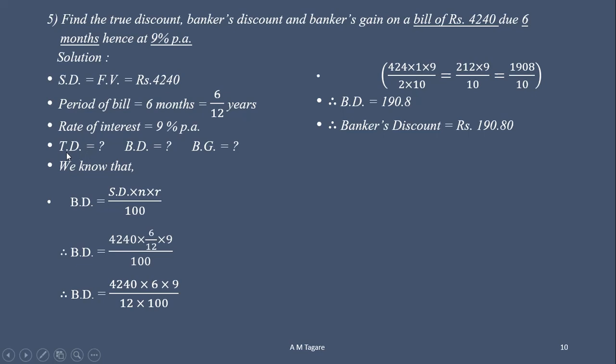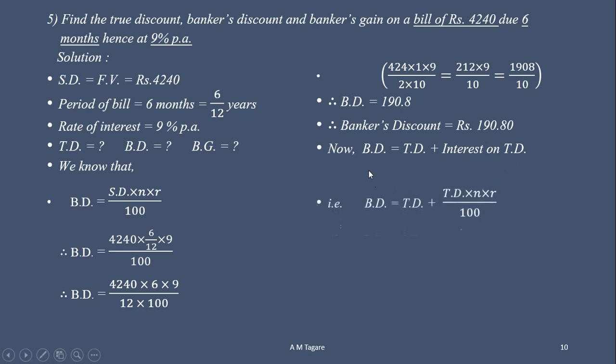Now we want to find true discount and banker's gain. Now we know formula for banker's gain. Banker's gain is BD minus TD, but we don't know TD. So first we have to find true discount, and from that value we can find banker's gain. So banker's discount is equal to true discount plus interest on true discount. We use this formula since we know value of banker's discount and we want to find true discount, and this relation is banker's discount in terms of true discount.